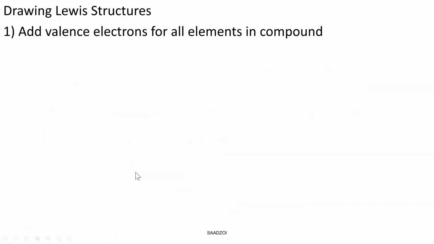So drawing Lewis structures, the first thing you want to do is add the valence electrons for all elements in a compound. So let's start with CCl4 as our example. So what I'm going to do is count all the valence electrons available in this compound. So how do I do that?